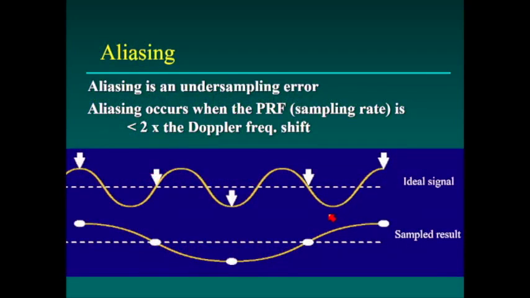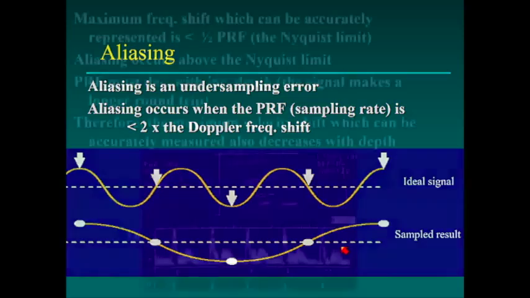Aliasing, this is one we all kind of know about. It's basically an undersampling error. Aliasing occurs when the pulse repetition frequency, which is the sampling rate, is less than 2 times the Doppler shift. Here it is diagrammatically. Here's the change of the Doppler shift that you're measuring, and if you undersample it, you're going to represent it as something that's changing much more slowly than it in fact is.